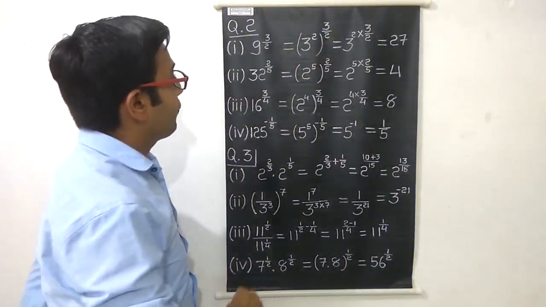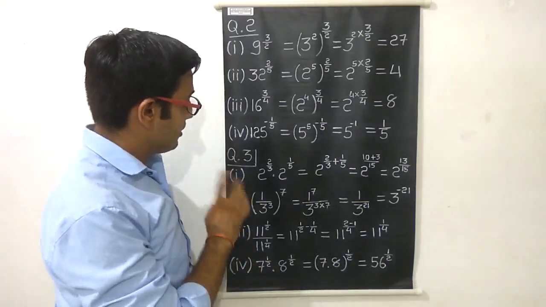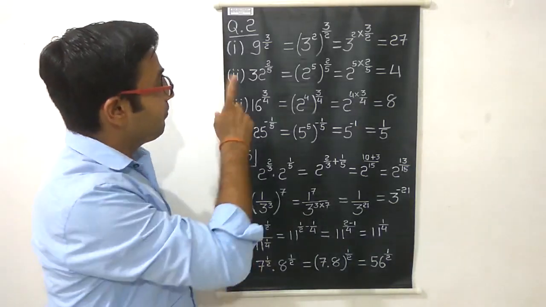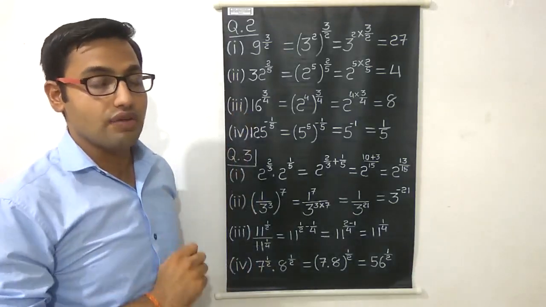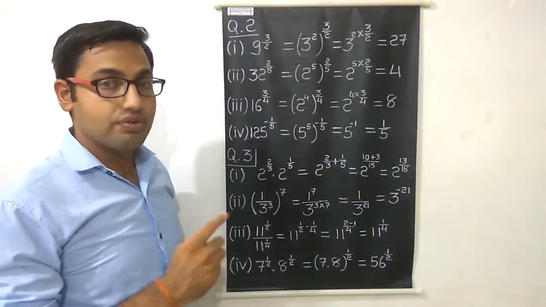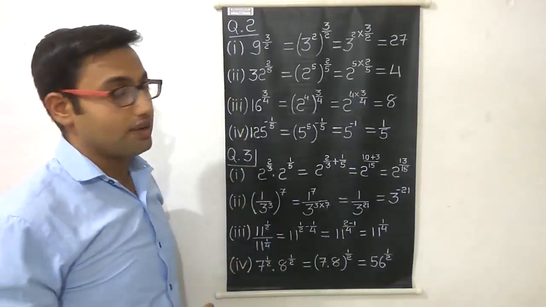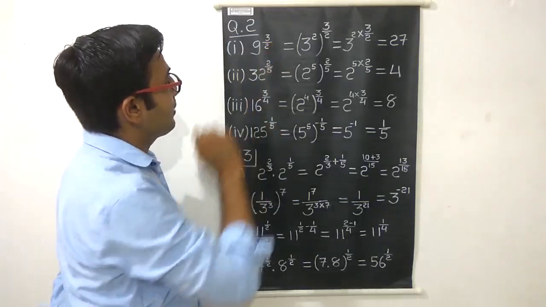So here also we have to find out the values. Now in the second and the third question, the power is in the rational form. Till now, in question 1, the power was in the form of rational and irrational. Here also the power is in the form of a rational number. So 9 raised to power 3 by 2.